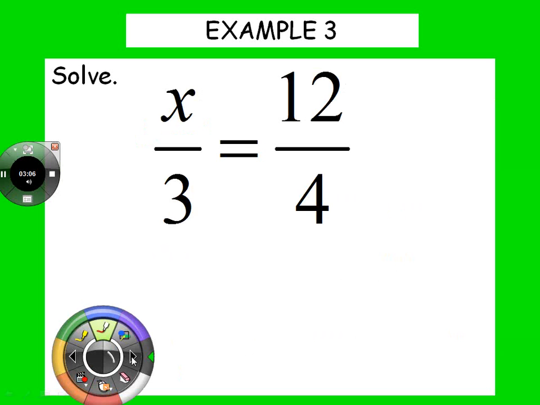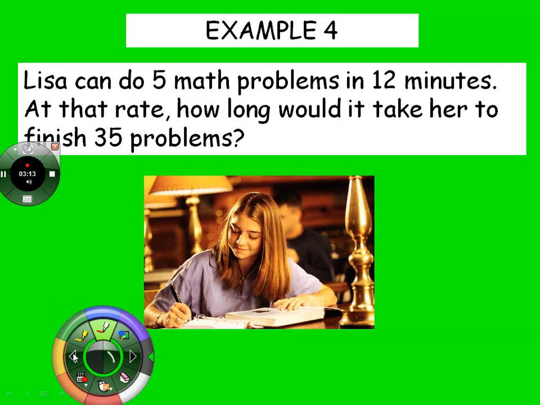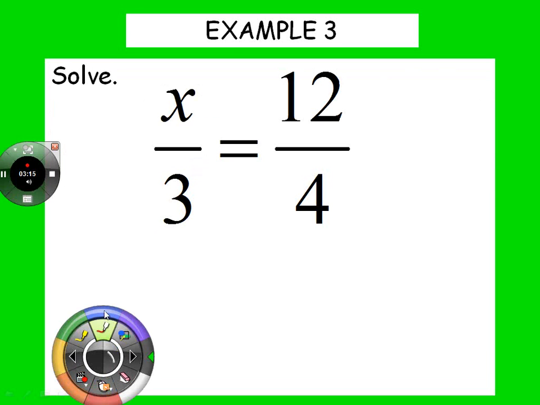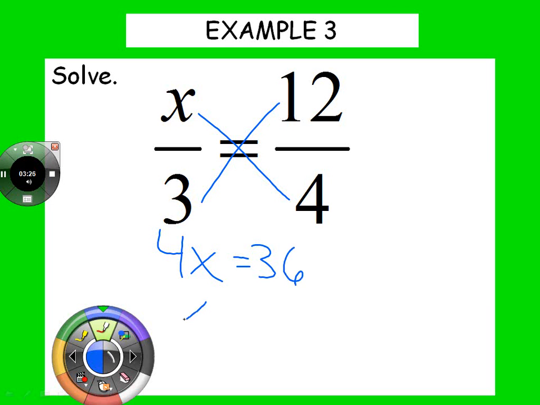Alright, now let's say we do this problem, we want to solve it, so we're going to go ahead and cross multiply. Oops, sorry about that. So let me show my work here. I'm going to have 4x equals 3 times 12, so that would be 36. And so then x would equal 9. You can check that and see if 9 divided by 3 is the same thing as 12 divided by 4, and that definitely is the same thing.